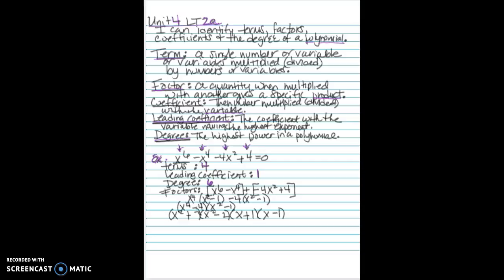The factors, we have to actually factor this by grouping because there is not a GCF and it doesn't factor any other way. So we're going to group the first 2 terms together, added with the second 2 terms. When we take the GCF of the first one, we have x to the 4th, which leaves us with an x squared minus 1. When we take the GCF of the second one, we have negative 4, which leaves us with an x squared minus 1.